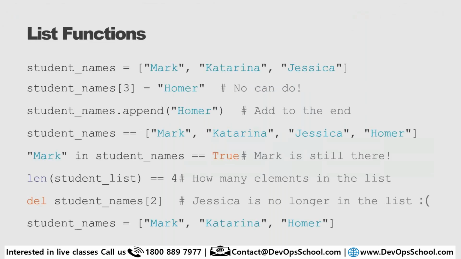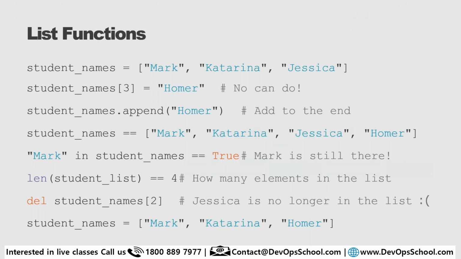Okay, so some of the functions of the list which I have shown you are the append function, the in function, the length function, the delete function, and stuff like that. So yes, you can work with the functions which will help you. The append function will help you to add one more element to the end of the list. Here you are adding Homer, which is one function. If you try to set index 3 equal to Homer, that will not work. You have to use the append function for that.